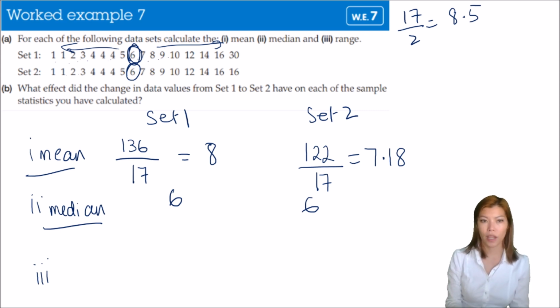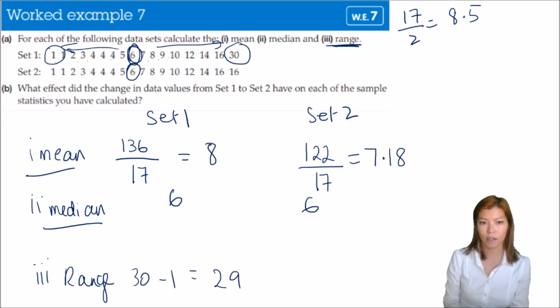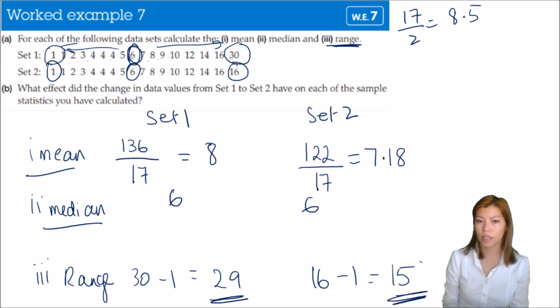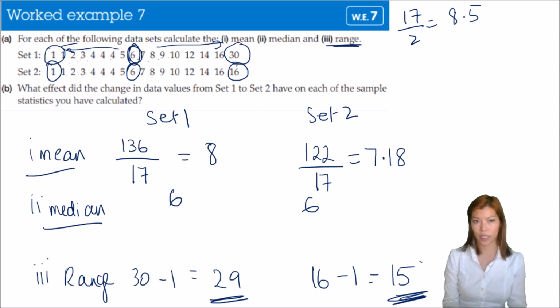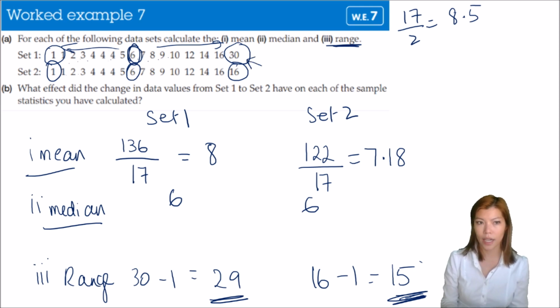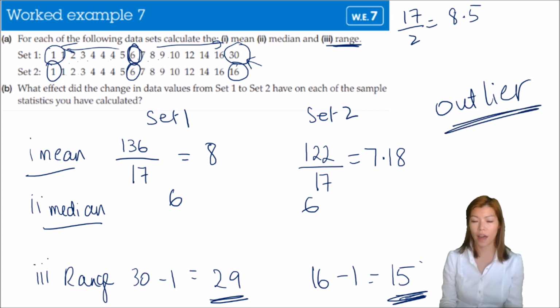Now let's have a look at the last thing that it's asking us, the range. So the range for set 1, we have 30 take away 1, which is 29. And for set 2, we have 16 take away 1, which is 15. And as we just said before, this is a smaller range, so they're more consistent, even though they consistently got a lower score in this case. So 30 is a number that's outside the usual numbers, and we call that an outlier. Numbers that are very, very different to the rest of the other numbers.